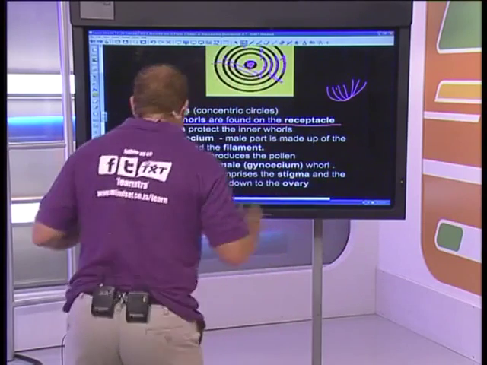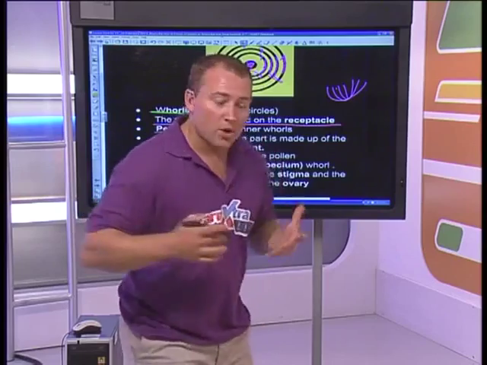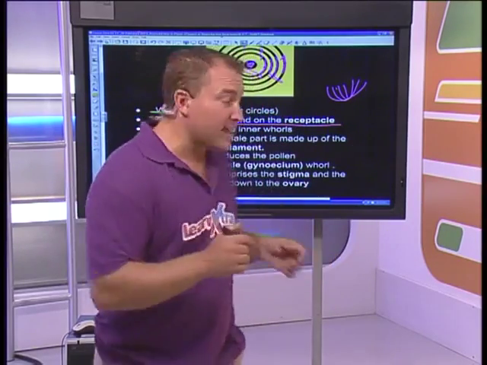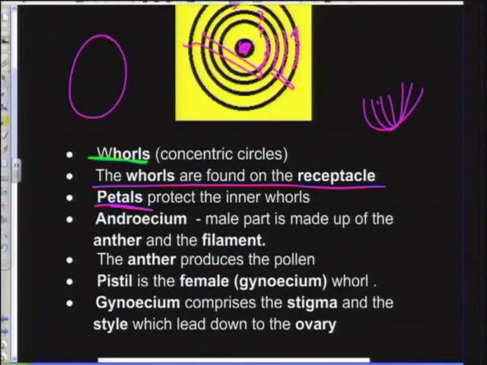So I put petals here first because a petal is actually a leaf. So you get your sepals, then you get your petals, and please understand that not all plants have one whorl of petals.